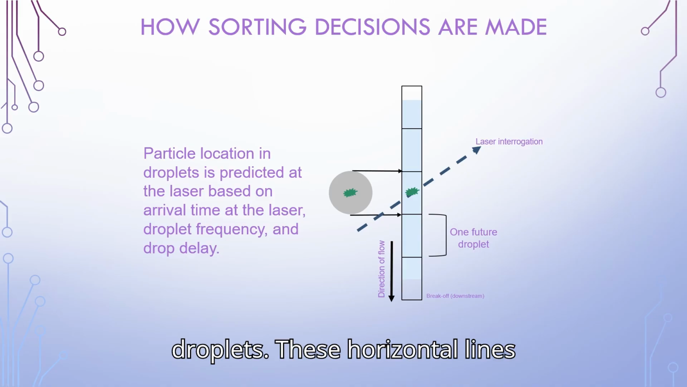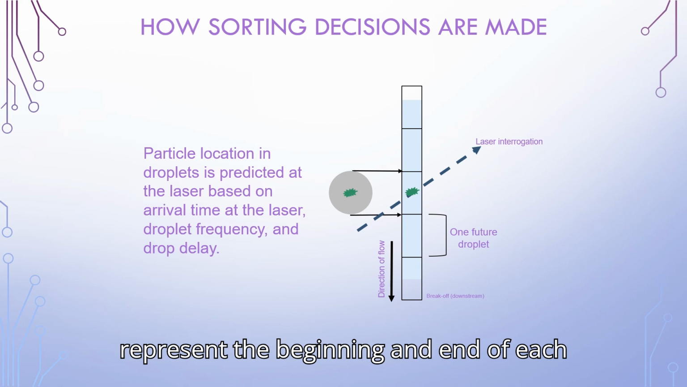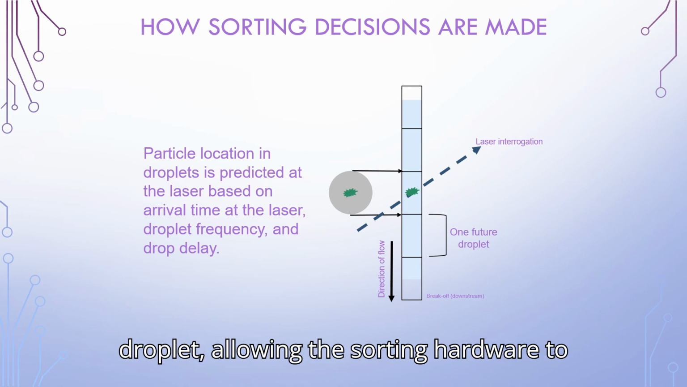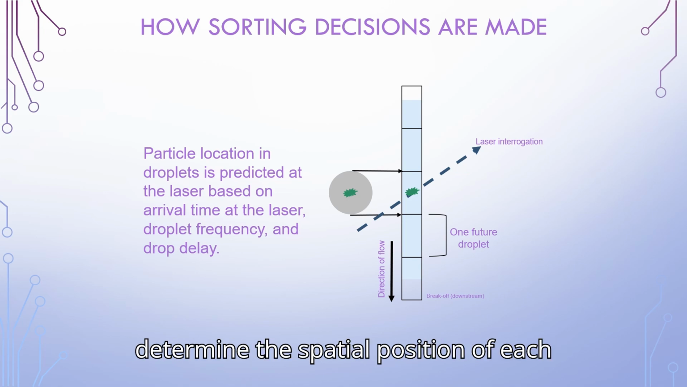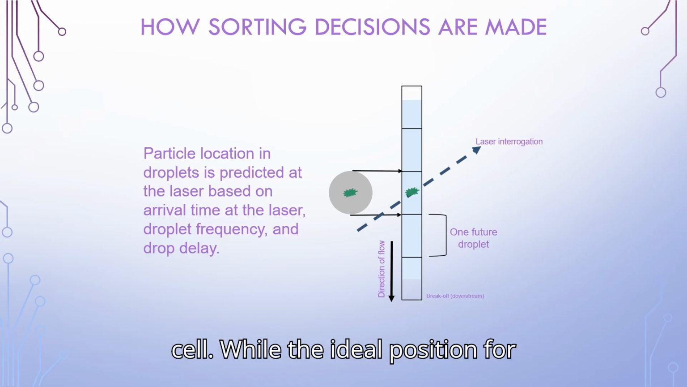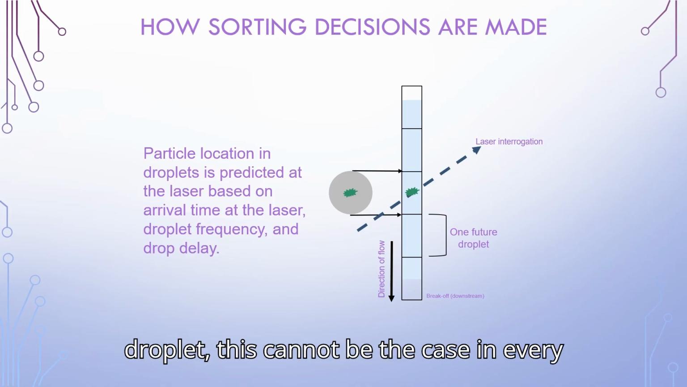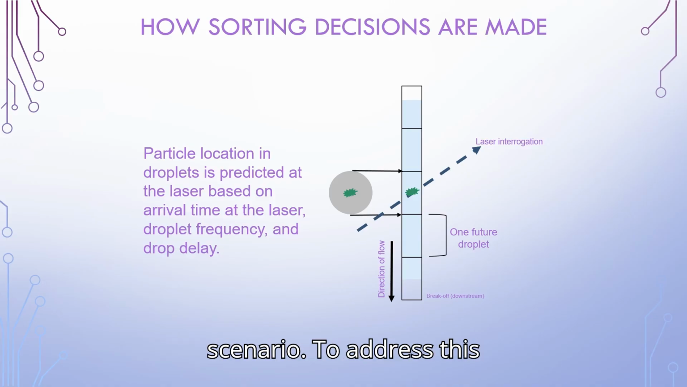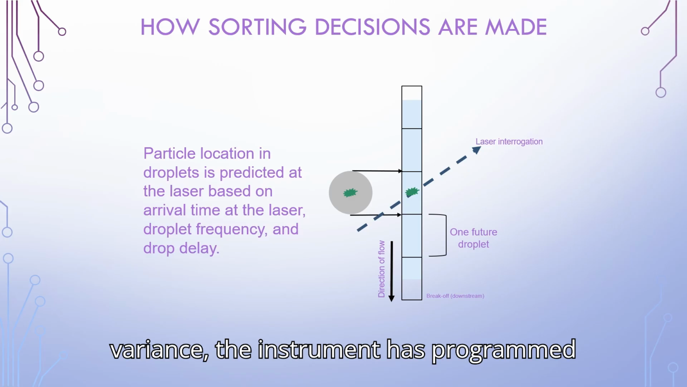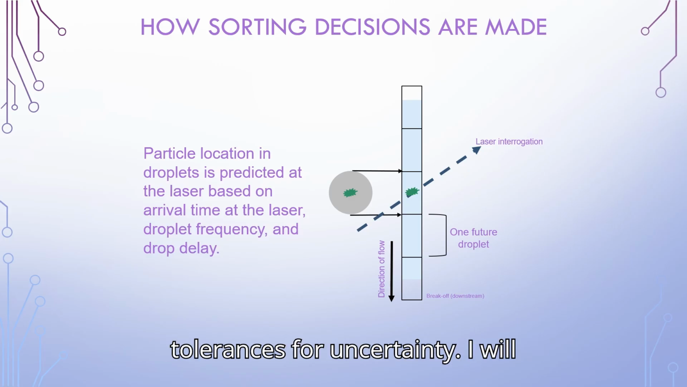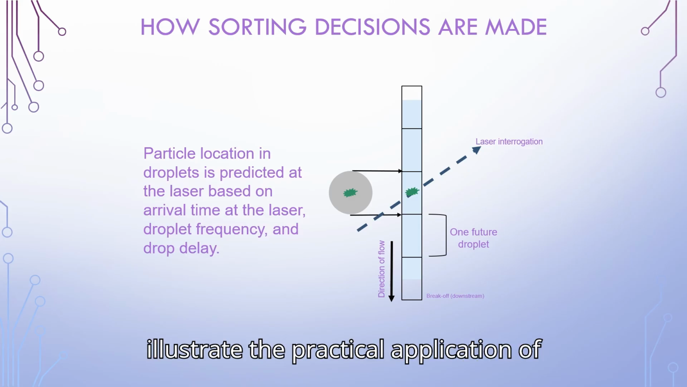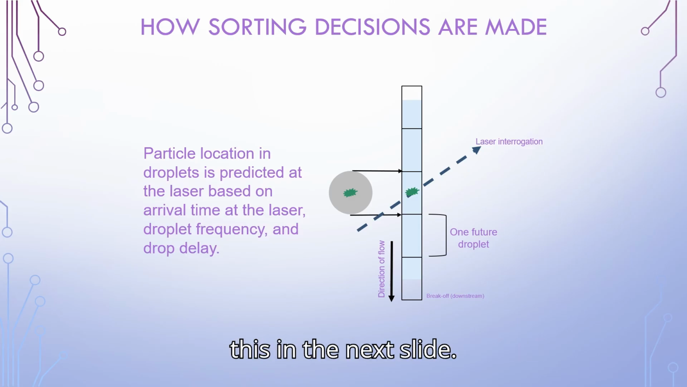These horizontal lines represent the beginning and end of each droplet, allowing the sorting hardware to determine the spatial position of each cell. While the ideal position for each cell is in the center of the droplet, this cannot be the case in every scenario. To address this variance, the instrument has programmed tolerances for uncertainty. I will illustrate the practical application of this in the next slide.